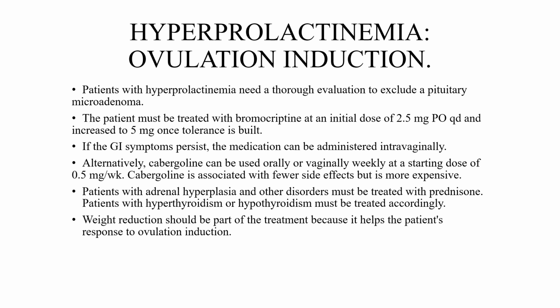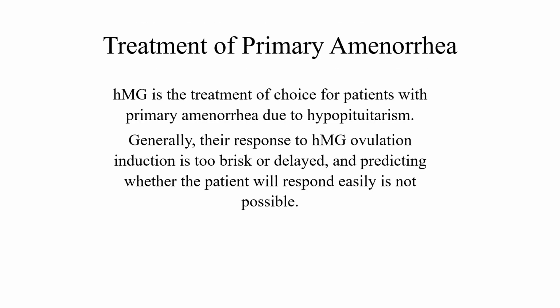Patients with adrenal hyperplasia and other disorders can be treated with prednisone, and with hyperthyroidism or hypothyroidism treated accordingly. Weight reduction may be a part of the treatment if that is the indication. It will help the patient's response to ovulation induction. Human menopausal gonadotropin is the treatment of choice for patients with primary amenorrhea due to hypopituitarism. But generally, the response is too brisk or delayed, and predicting whether the patient will respond easily is not possible.